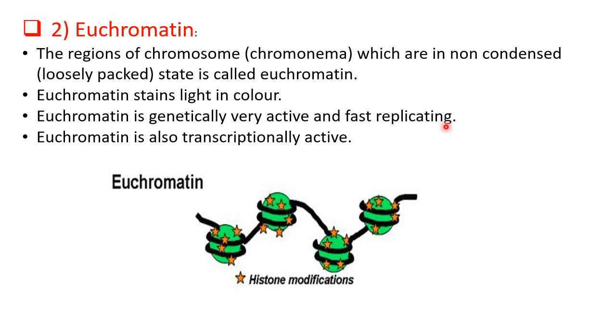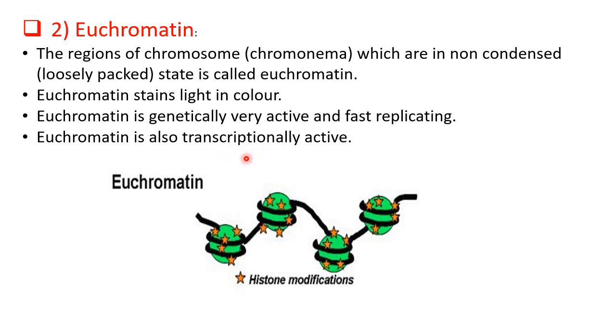Now you know that replication means producing identical copies. So euchromatin is genetically active and it produces its copies. Hence it is called replicating, and the process is fast. Hence it is called fast replicating. Then euchromatin is also transcriptionally active. Now you know transcription is a process in which DNA produces RNA on one of its strands. So euchromatin is active and carries out the process of transcription.